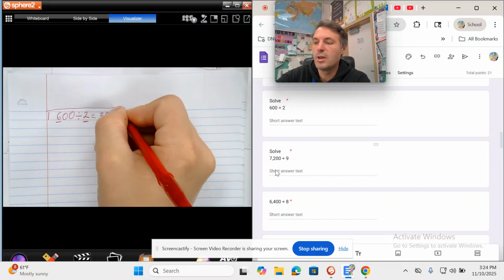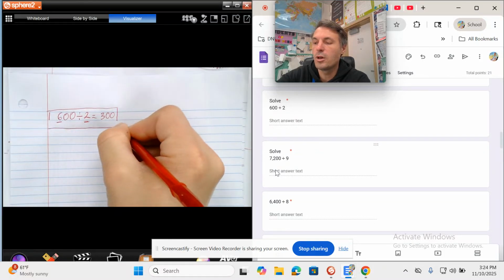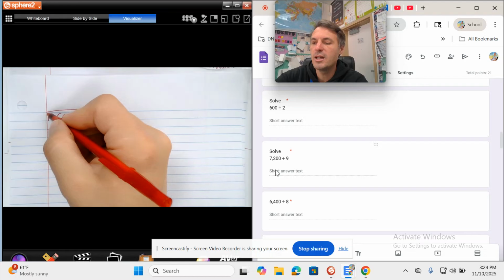Now we put a box around that. You always box off your work because it helps you keep it nice and neat and tidy.